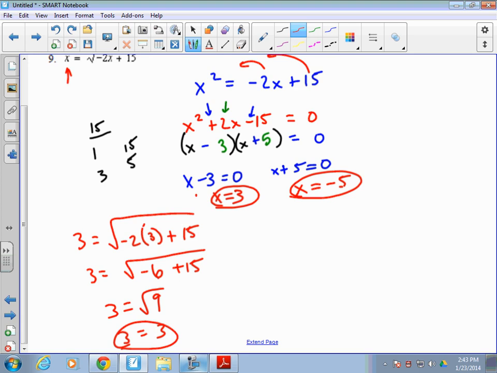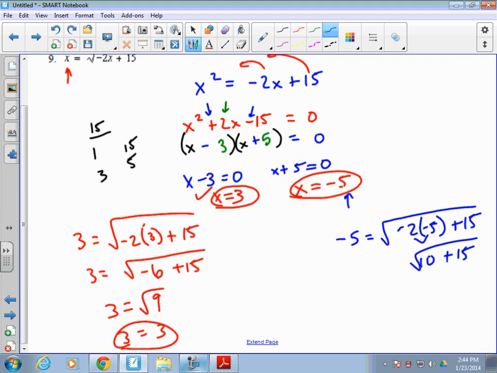So this first one checks out. When you plug in negative 5, the second answer, let's see if that one comes out right. Again, in place of x, we'll plug in negative 5 equals the square root of negative 2 times our value negative 5 plus 15. So negative 2 times negative 5 is positive 10 plus 15. The square root of that equals negative 5. So the square root of 25 equals negative 5.